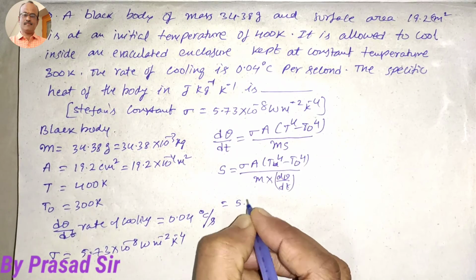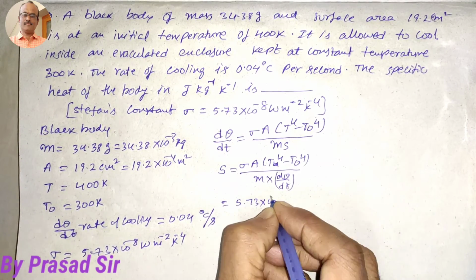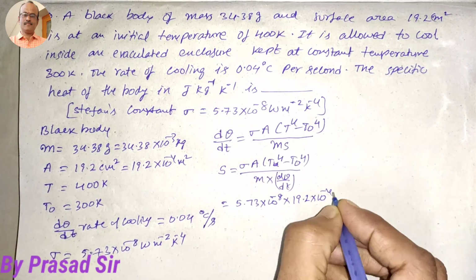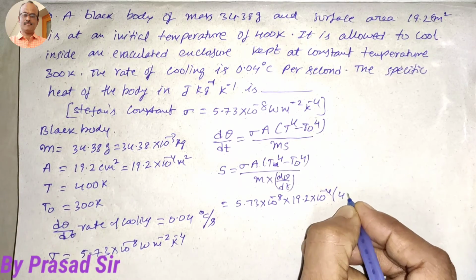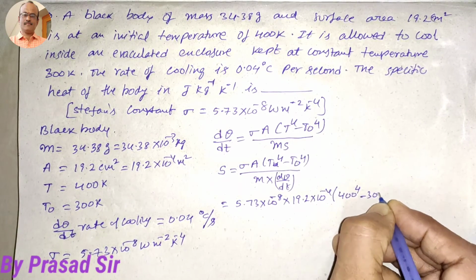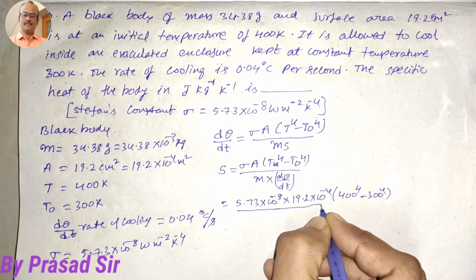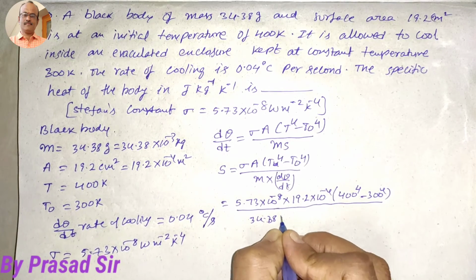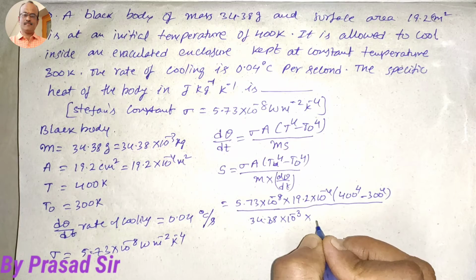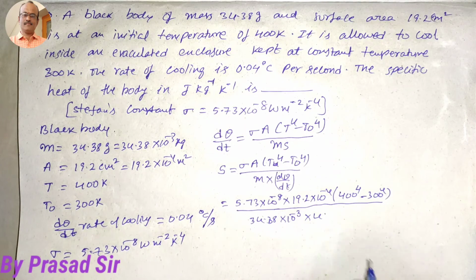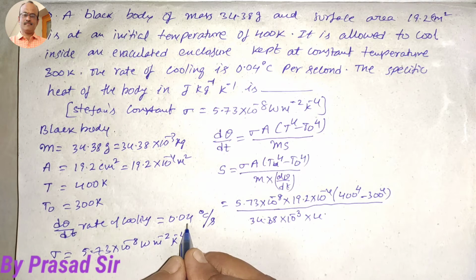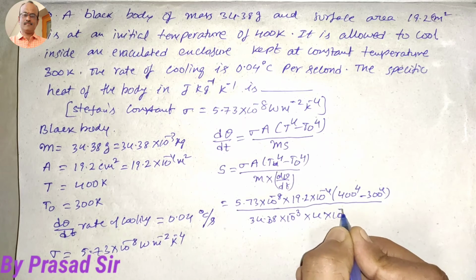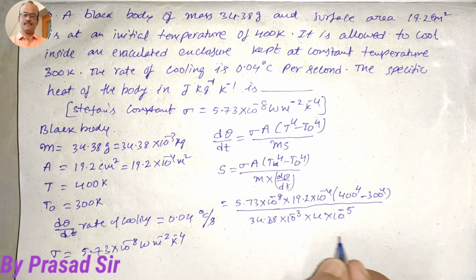Now substitute the values. Sigma value 5.73 into 10 to the power of minus 8 into area 19.2 into 10 to the power of minus 4, into 400 to the power of 4 minus 300 to the power of 4, divided by mass, that is 34.38 into 10 to the power of minus 3, into d theta by dt, that is 0.04 centigrade per second, but we have to convert that one here, 4 into 10 to the power of minus 5. This one we have to remember very carefully.